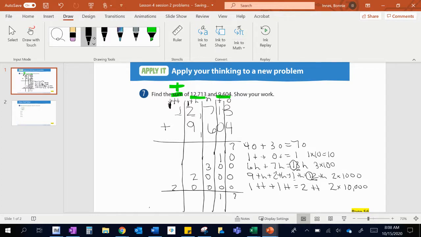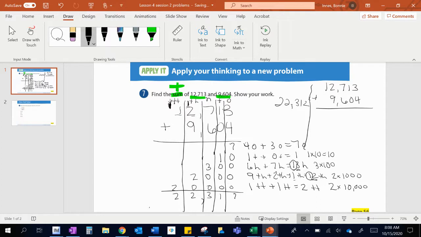So 7 1 3 2 2. So it's 22,312. I could also check my work a different way. I could do the problem the standard algorithm way, which is 12,740 plus 9,604. Some of you might be ready for this.